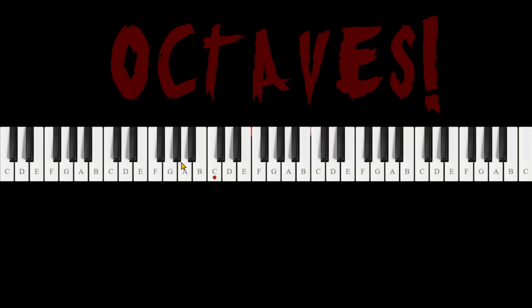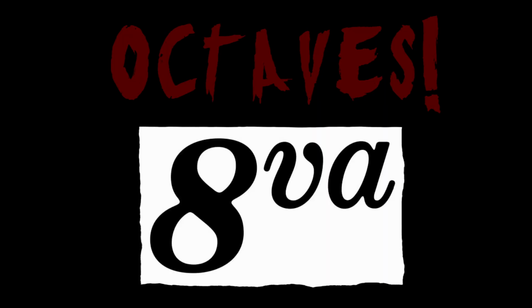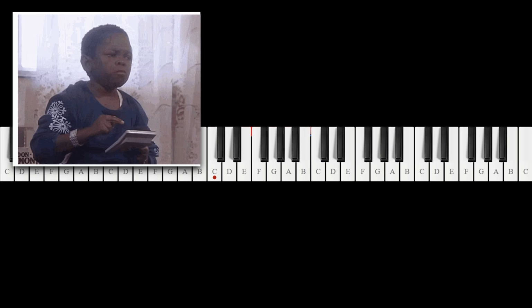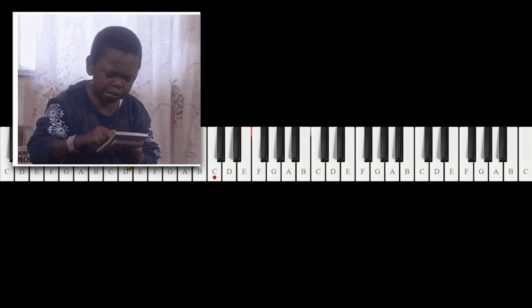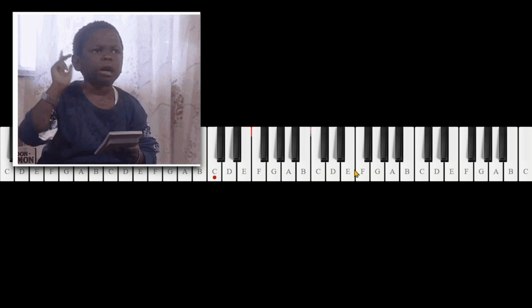These are called octaves. The symbol for it is this. In a full-size 88 keyboard, there are 7 octaves. In this one, we have 5 octaves.